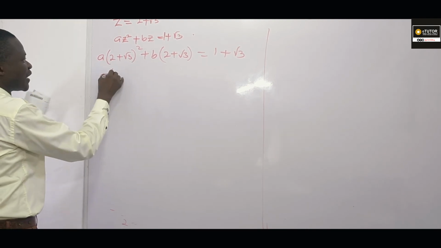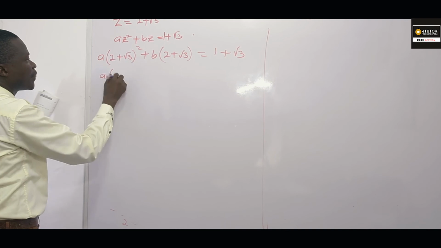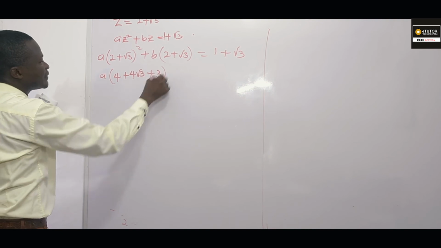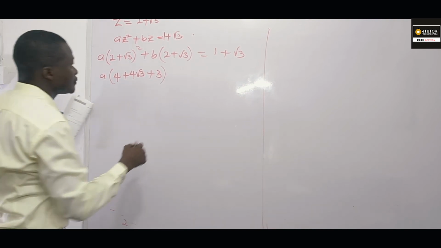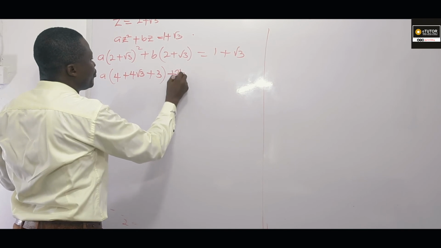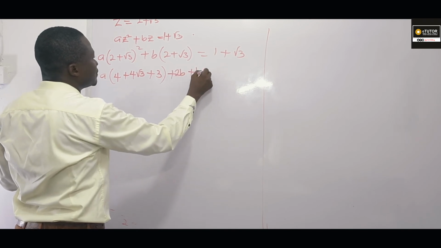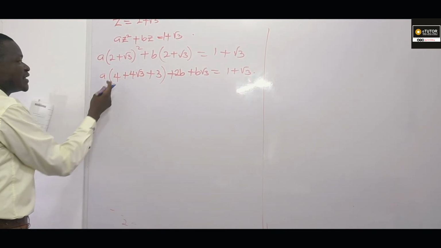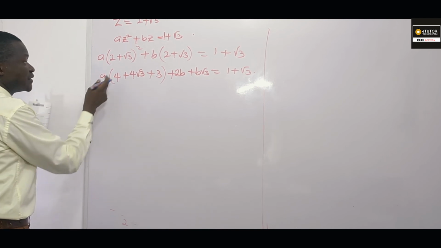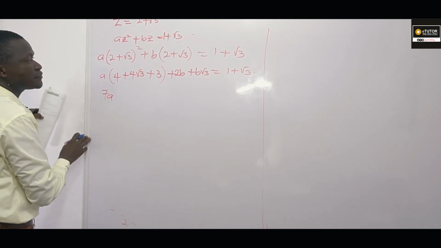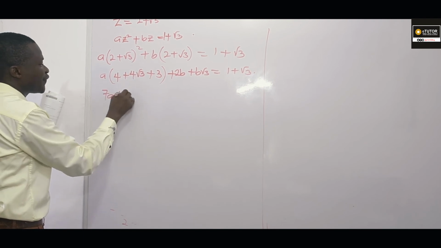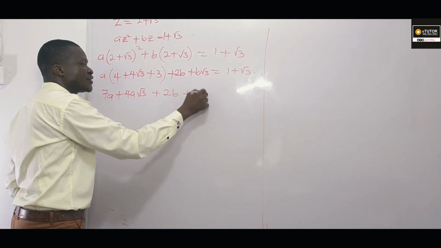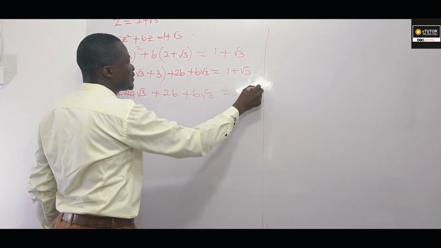A, open the bracket. What do you have? 4 plus 4 root 3 plus 3, since root 3 squared is 3. Plus b, 2b plus b root 3 equal to 1 plus root 3. Let's bring this together. This and this, that's 7 times a, 7a. Against this, plus 4a root 3 plus 2b plus b root 3 equal to 1 plus root 3.